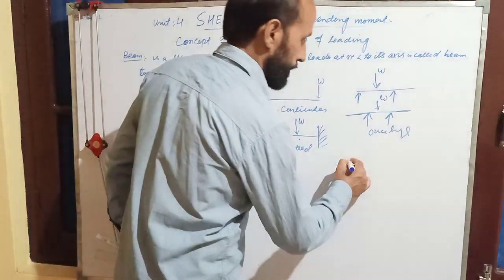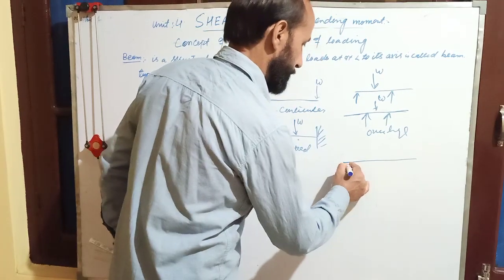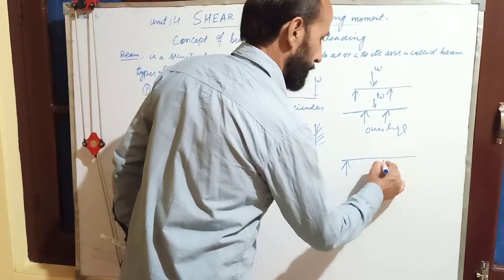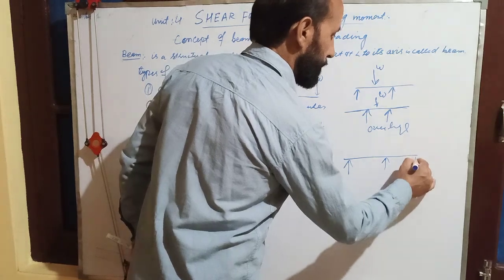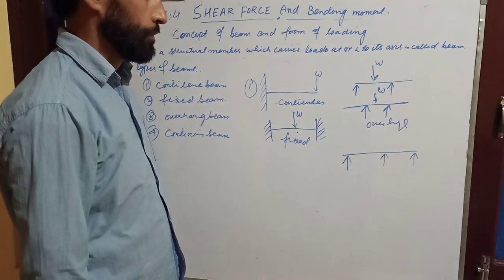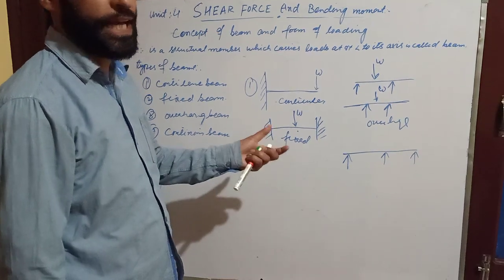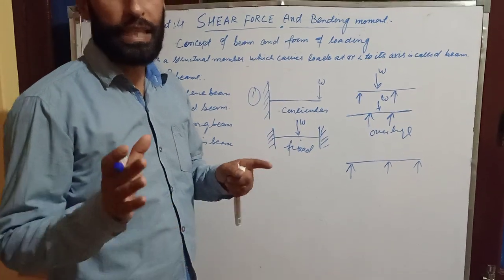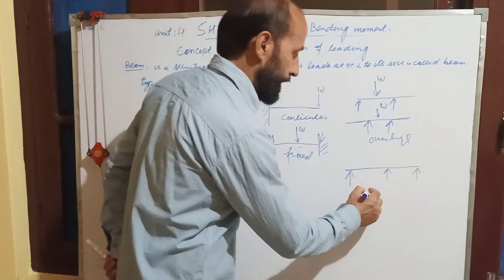Now, another beam is the continuous beam. A continuous beam is that type of beam which has more than two supports. The beam which carries more than two supports, that type of beam is known as a continuous beam.